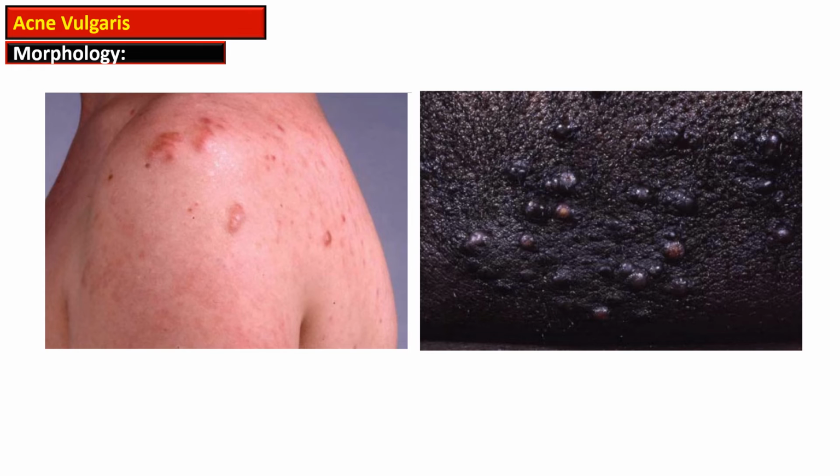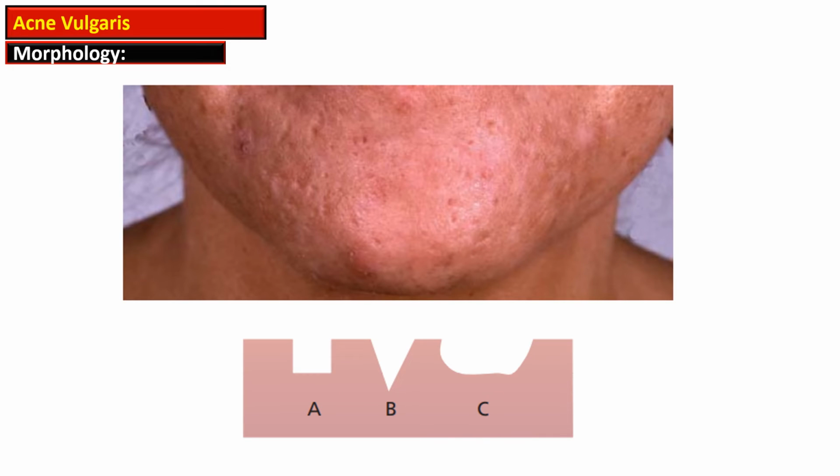These gross pictures are showing the keloid scars that are formed as a result of acne. This is the gross appearance of the ice pick scars of acne. The types of atrophic scars in acne are the boxcar scar, marked as A in this picture, the ice pick scar B, and the rolling scar marked by C.